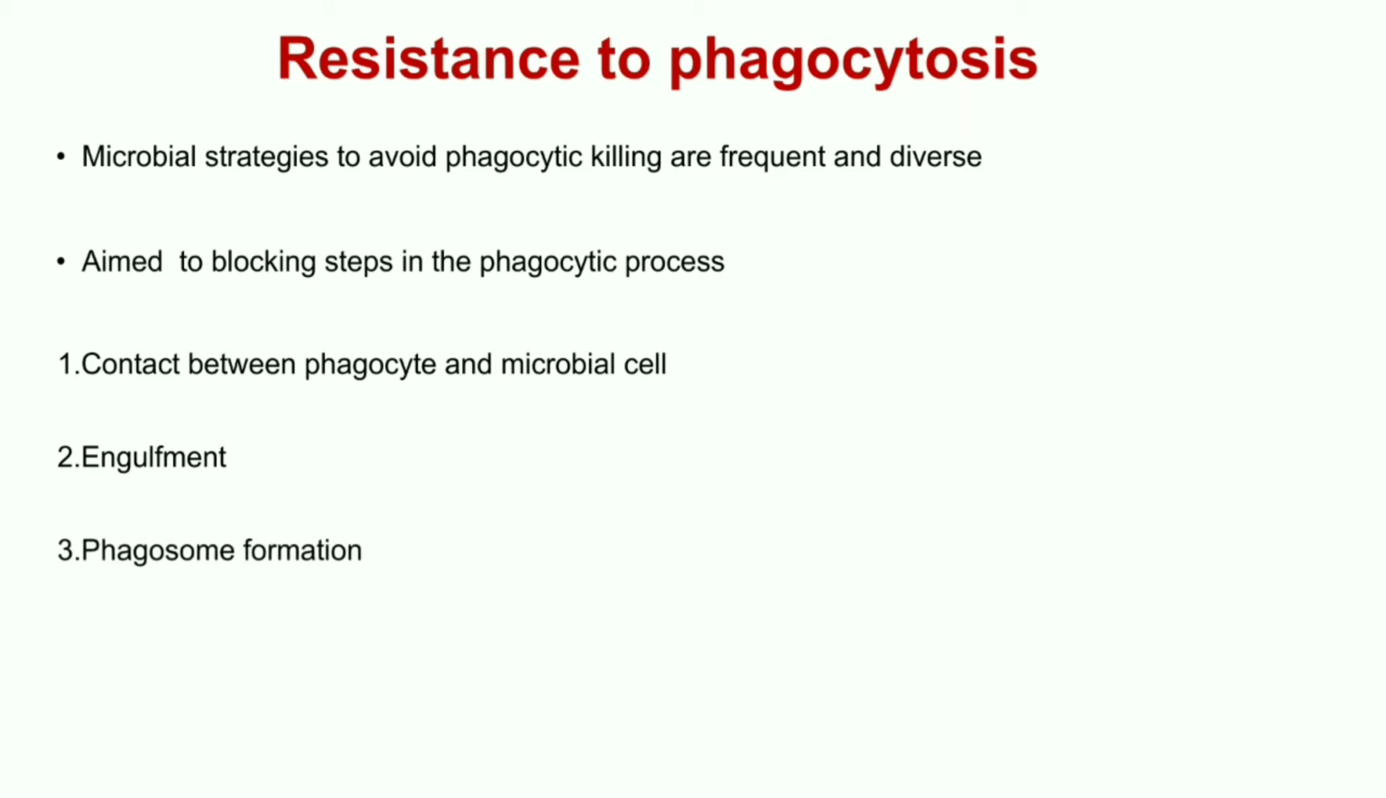The third strategy which can be adopted is inhibition of phagosome formation. The fourth strategy is inhibition of phagosome lysosome fusion, and the fifth strategy is bringing about killing of the phagocyte. So you can see bacteria have exploited almost each and every step in phagocytosis and have become resistant to it. The first strategy which we are going to talk about in detail is avoiding contact with phagocytes.